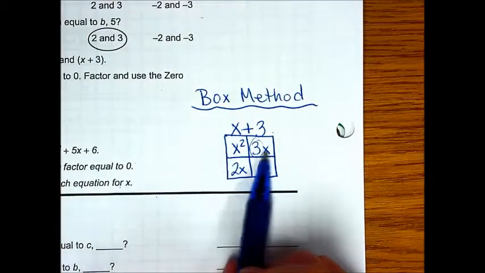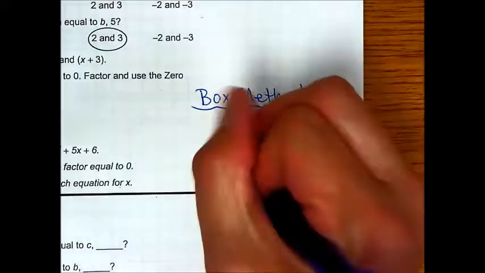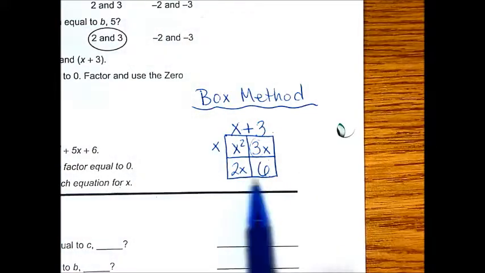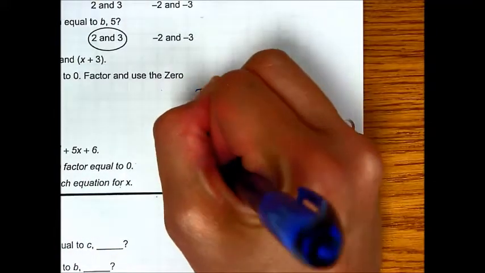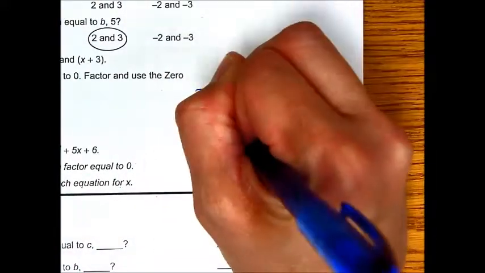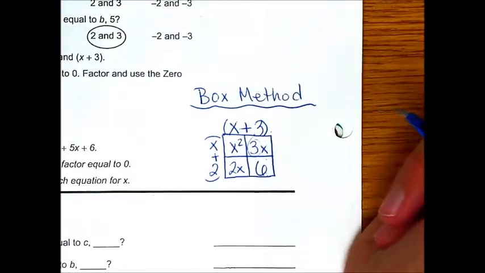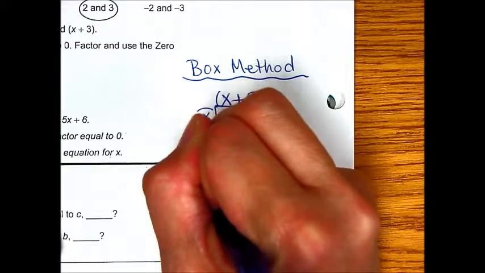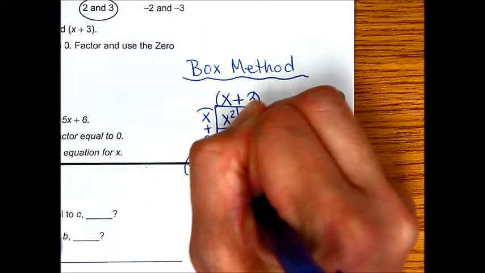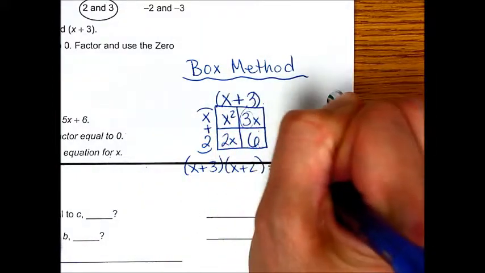Then you go across this way. These two boxes could both be divided by x. X is their common factor. These two could both be divided by 2, and that's a positive 2, so you put a plus sign. So I'm going to put little parentheses around here, and here's the deal. This right here could be rewritten as x plus 3 times x plus 2 equals 0.